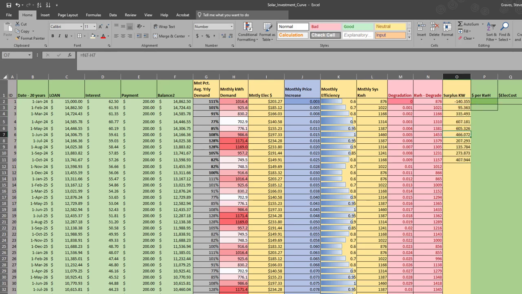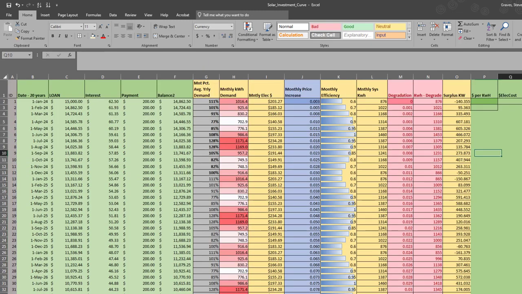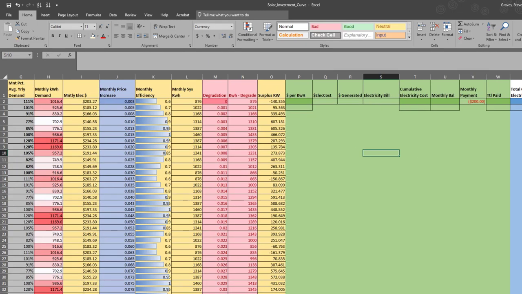So just copy this all the way to the rest of the column and move on now to the green columns here, which include many of the monetary values that we're going to assign to our production of electricity.